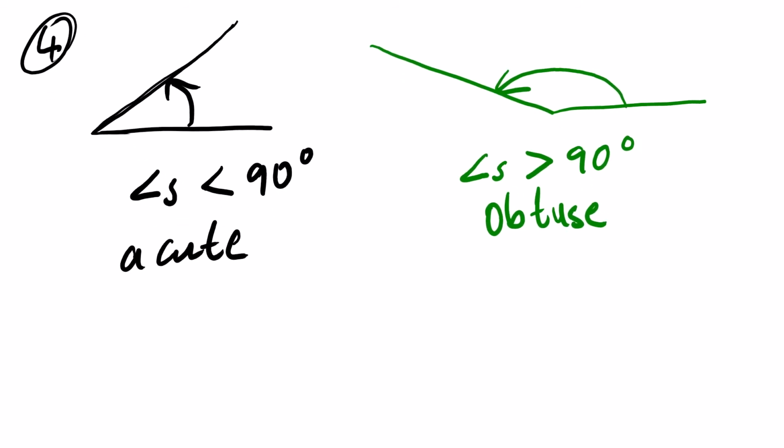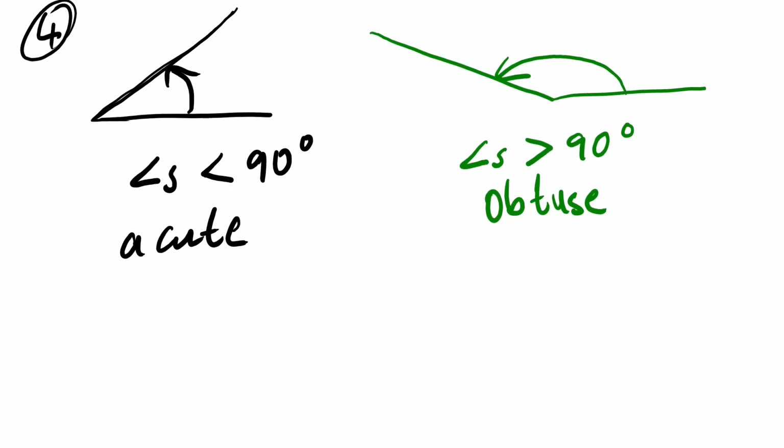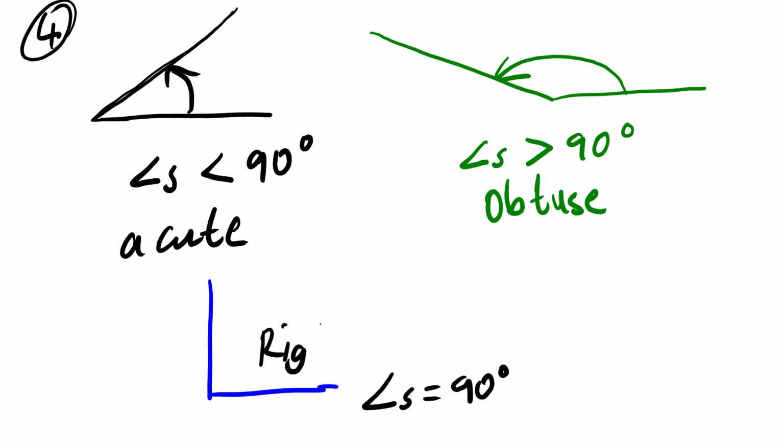We also have angles which are exactly 90 degrees. An angle which is exactly 90 degrees, we call right-angled. That is the reason why this triangle, we say it's a right-angled triangle.